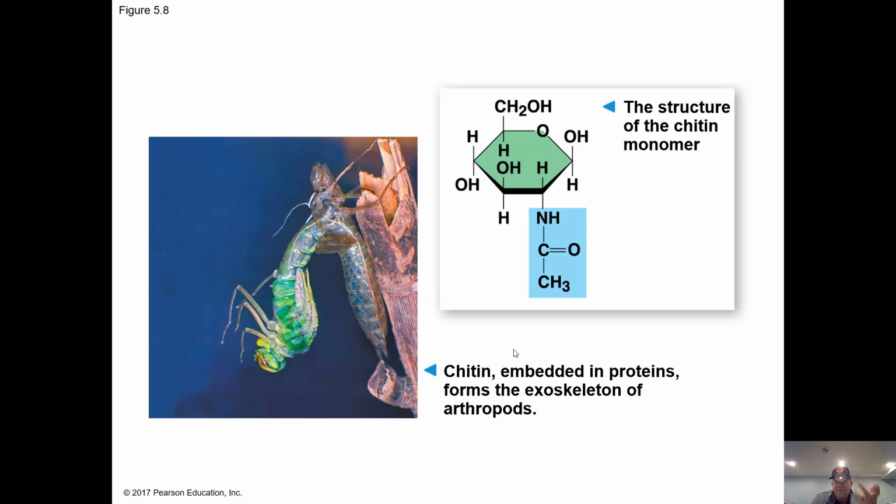And when the arthropod gets too big for its skeleton, it sheds it and it secretes a new one, and it's secreting chitin here. You can see it's an amino sugar, so the amine is right here, and here's the sugar part. So that's what it's going to secrete, and that's what it left behind.